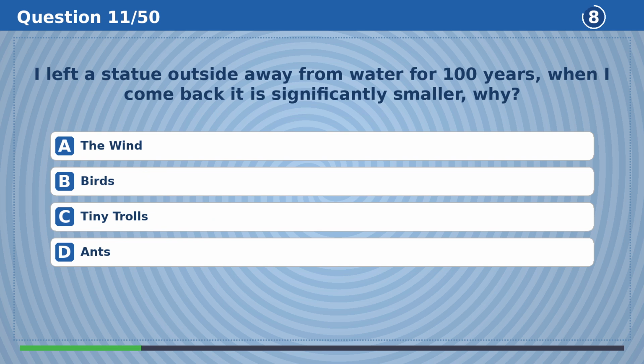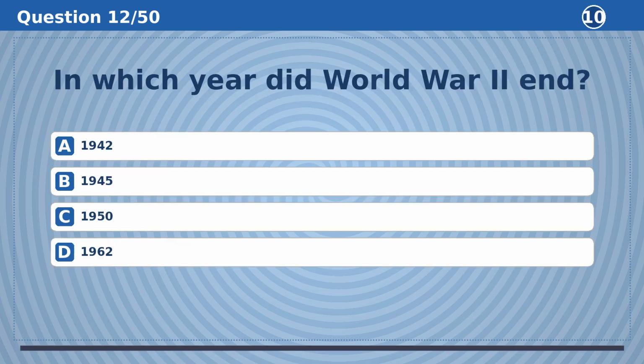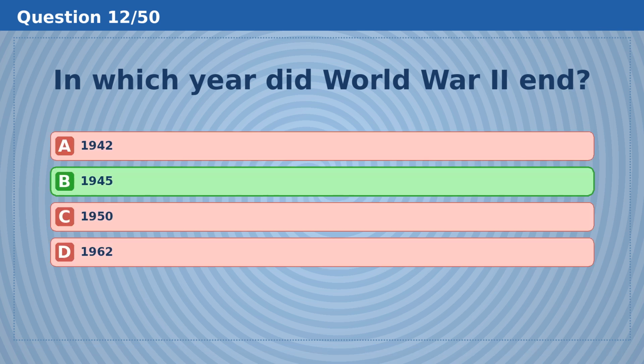I left a statue outside away from water for 100 years. When I come back, it is significantly smaller. Why? The answer is A, the wind. In which year did World War II end? The answer is B, 1945.